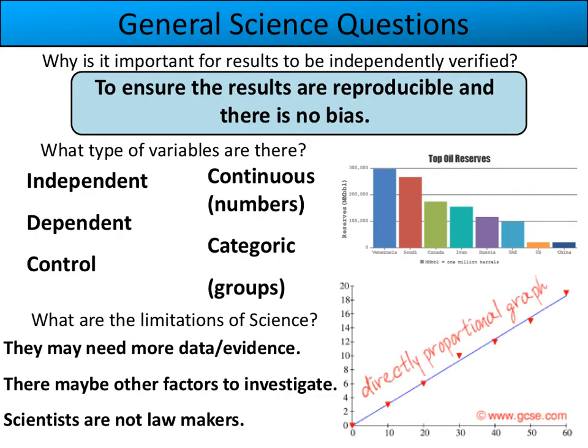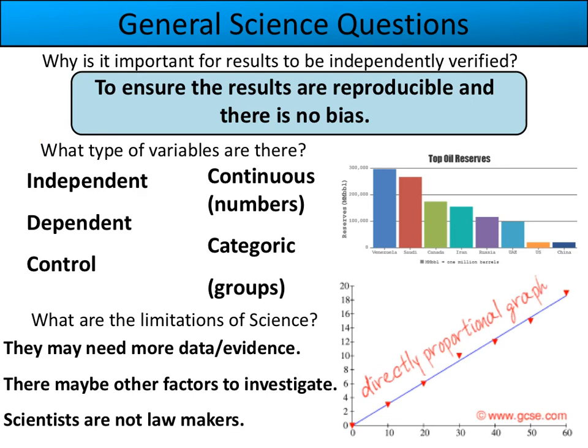Just at the end of the pre-exam now, just one final slide left. I thought I'd go over some general science questions which might apply to all aspects of the exam. These might come from biology, chemistry, as well as physics. The first question that's quite common on exams is, why is it important for results to be independently verified? The answer is to ensure the results are reproducible and that there is no bias. That's the classic answer that I've pulled from a mark scheme of a past paper.